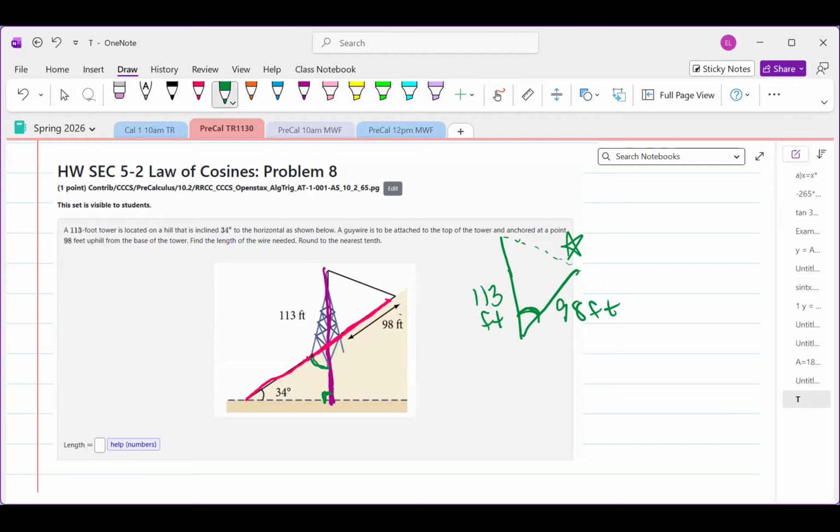So those two angles are equal. So the angle I need to know is equal to this third angle in the right triangle. So I have the 34 degrees and I know 90 degrees, so I can figure out that third angle. I'm just going to call it theta. So theta is going to be 180 minus 90 minus 34. So 90 minus 34, because 180 minus 90 is 90, is 56.